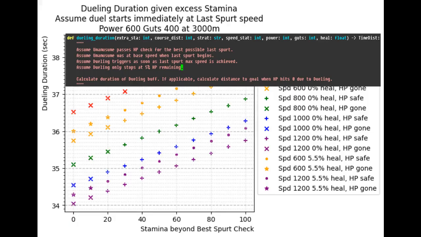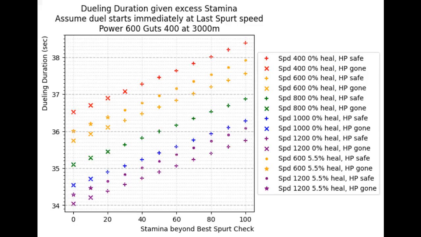was at base speed right before last spurt begins, and that dueling ends only when the remaining HP is at 5% of the maximum. From observing races, that last assumption does not hold. Still, this simulation shows that a magically long duel can be sustained with the stamina from meeting the stamina check. Real duels end much sooner than the race itself.